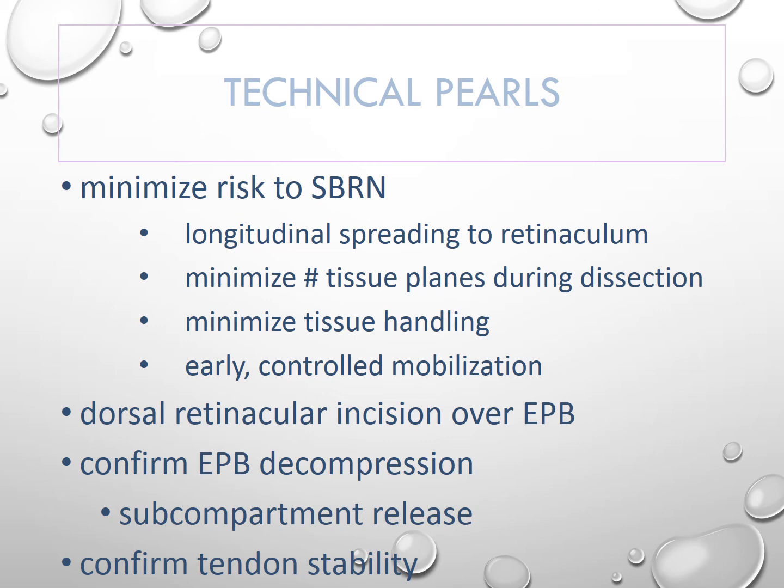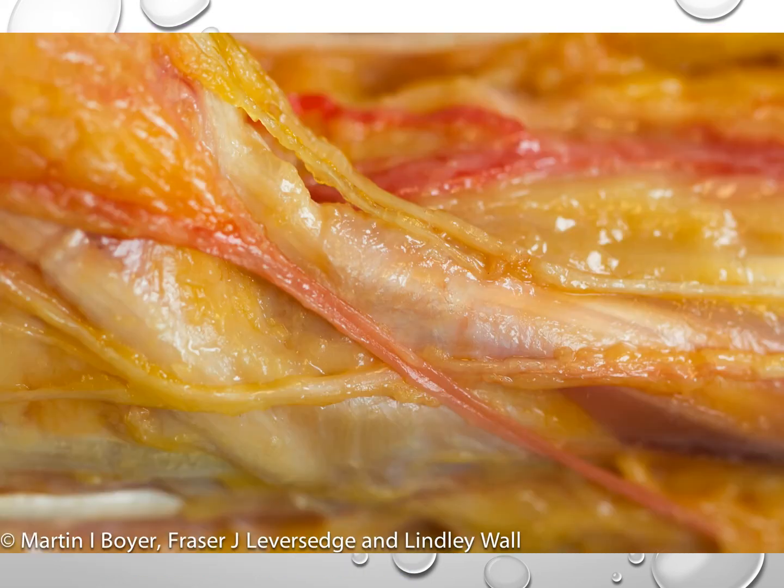You want to make sure that you incise the dorsal retinaculum over the EPB tendon and make sure you've performed a complete decompression, making sure there is not a subcompartment. If there is, you release the subcompartment and can remove the septum, and then you check the tendon stability to make sure that there's no subluxation. Here's another picture showing the branches of the radial sensory nerve, how close they are to the first dorsal extensor compartment, where they can be at risk.